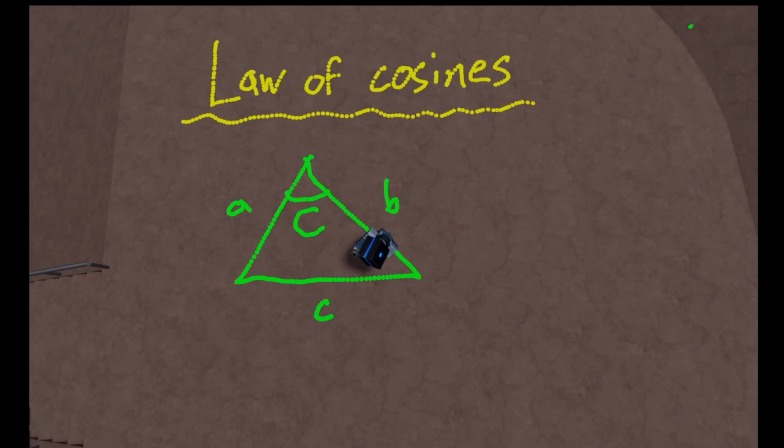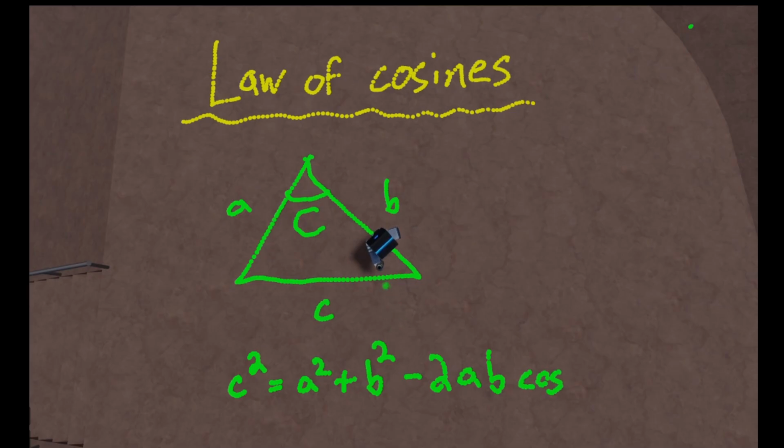So the law of cosines states the following. If you take the side length little c and you square it, that is equal to a squared plus b squared, those are the side lengths, minus 2 times a times b times the cosine of angle C, so the big C. So the law of cosines is just a formula relating the three sides of a triangle and one of the angles. Let's take a look at a few problems that show us how to use this formula.